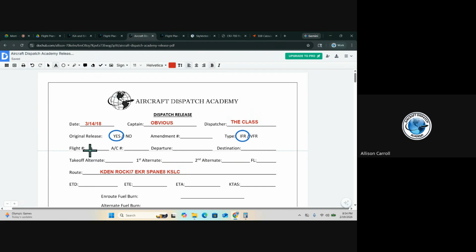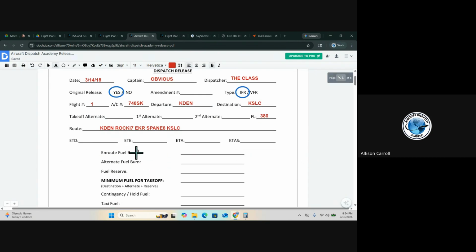Our flight number, this is flight plan 1. Our tail number, you see how we're just repeating ourselves over and over. We're going from Denver to Salt Lake. We don't have any alternates, right? Our flight level is 30. And we're going to just keep going on.